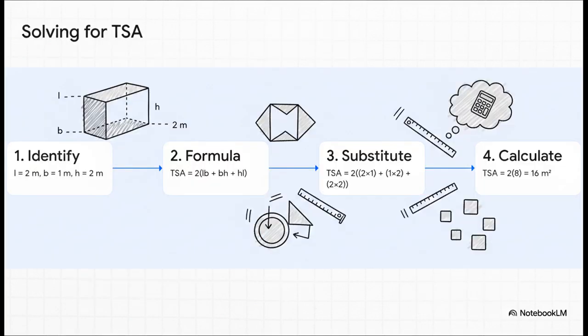All right, let's break it down. First, we identify our variables. Length, L, is 2 meters, breadth, B, is 1 meter, and height, H, is 2 meters. Next, we grab our TSA formula. Now, we just substitute those numbers in. So that's 2 times, inside the brackets, 2 times 1, plus 1 times 2, plus 2 times 2. That simplifies to 2 plus 2 plus 4, which is 8. Finally, we multiply that 8 by the 2 outside, and boom, we get our answer, 16 square meters.